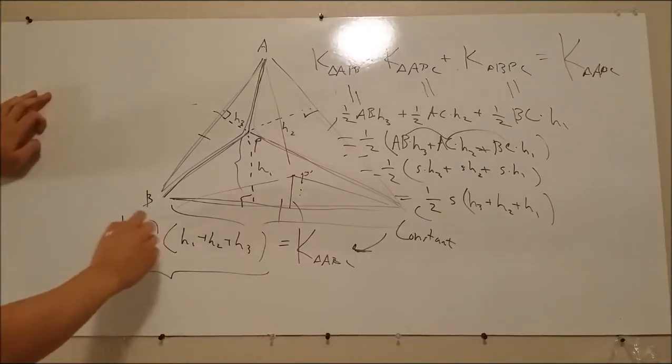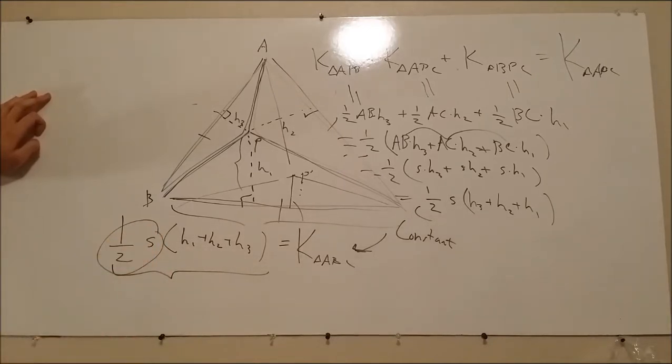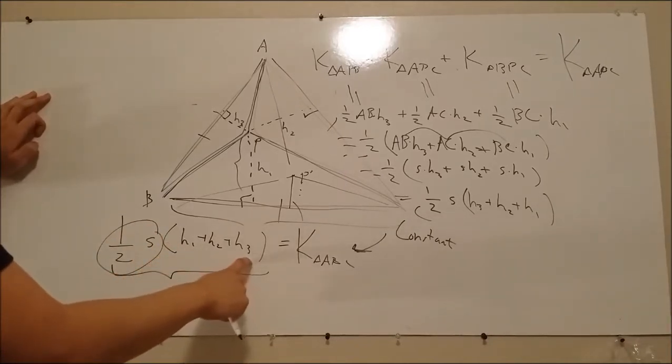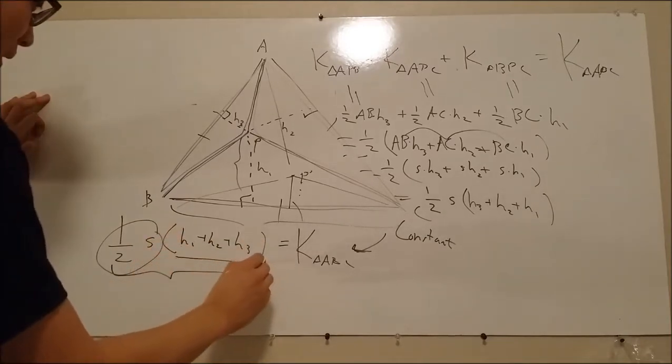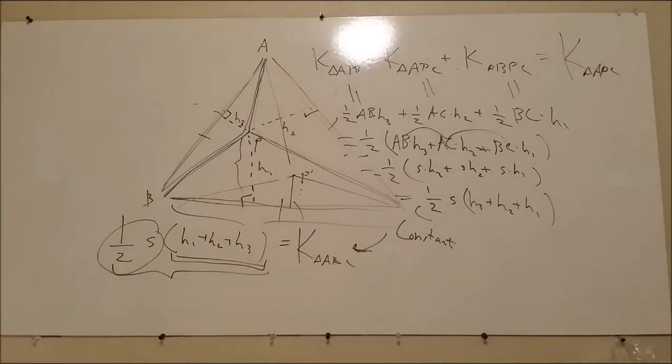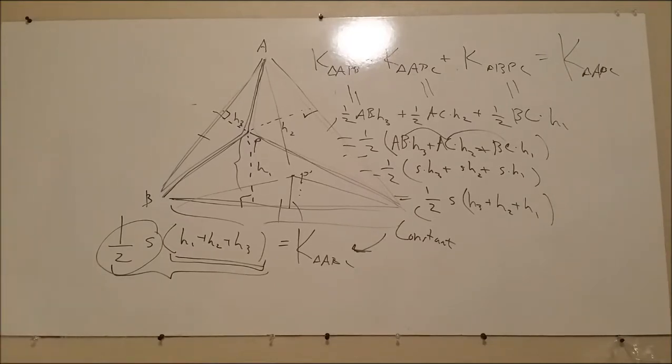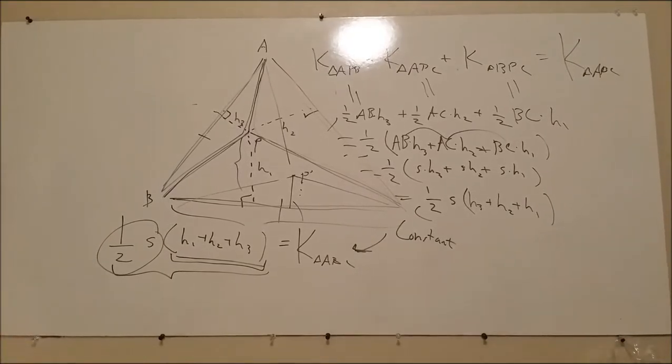And we know that 1/2 and S are constant. Okay? So if these were not constant, then this entire thing would not be constant. So this thing has to be constant with respect to the choice of P. And there you have it.